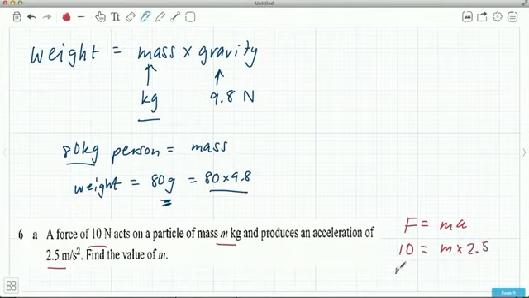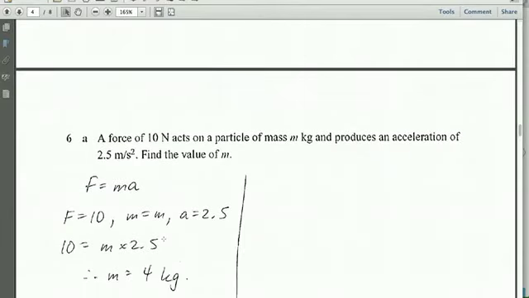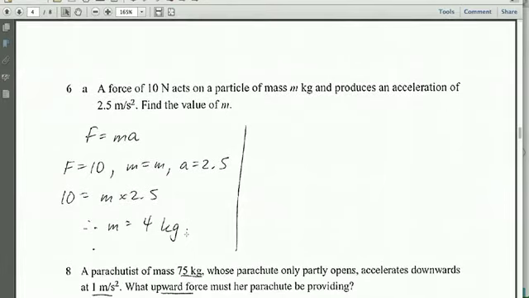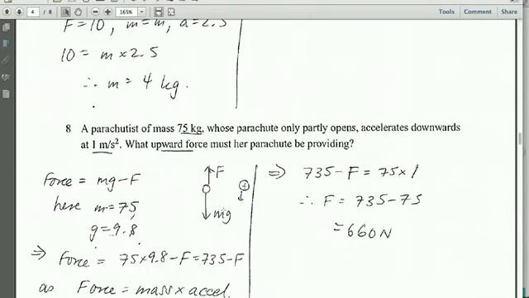So now it just becomes a straightforward matter of doing 10 divided by 2.5, which you can see has been done here. Which gives you 4. Okay, so 4 kilos. So that's it, you're just using F equals ma.